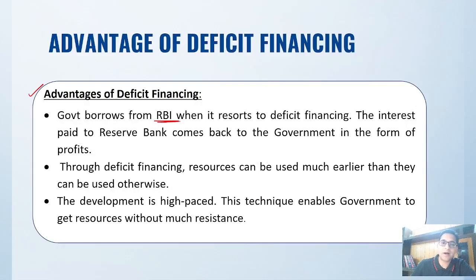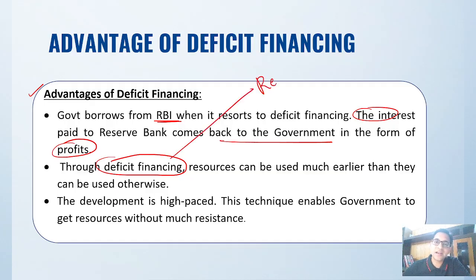So, what is the advantage of deficit financing? One can borrow from RBI, and interest paid to the RBI comes back to the government in the form of profits. So if you are taking the money from the RBI, you will pay interest to the RBI, and it will be given back to the government in the form of profits, because RBI is a government agency, right? With deficit financing, you will have resources earlier. You don't have to wait for anything else. You can invest it earlier, so development will be fast paced.